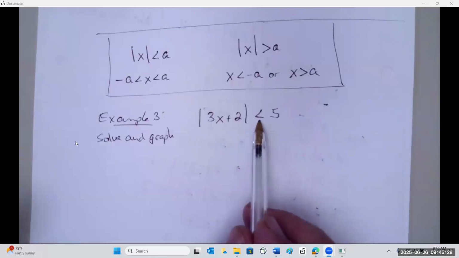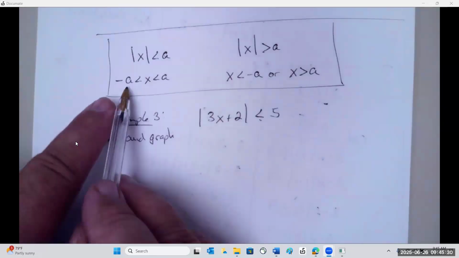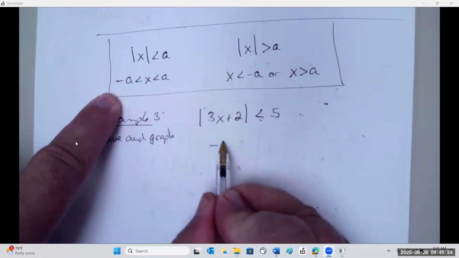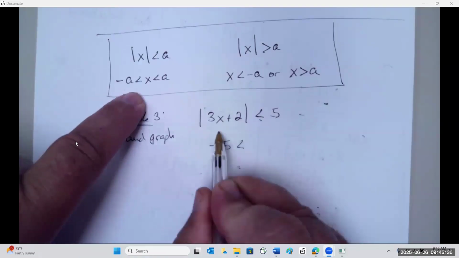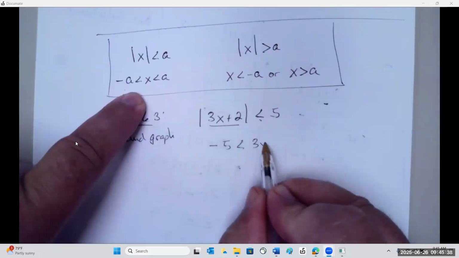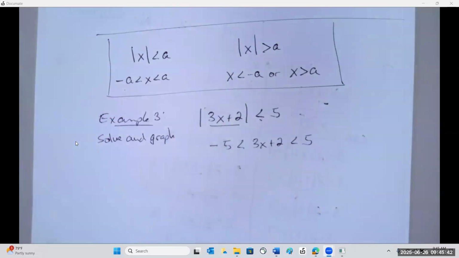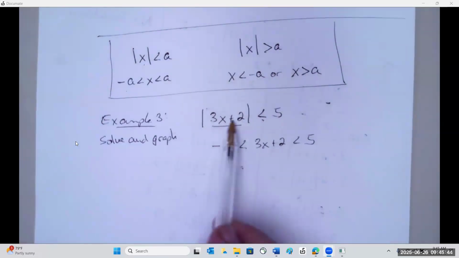It's less than, so it looks like this. This is the answer. So I have negative 5 is less than, this is my x, is less than 5. X represents anything inside the absolute value.